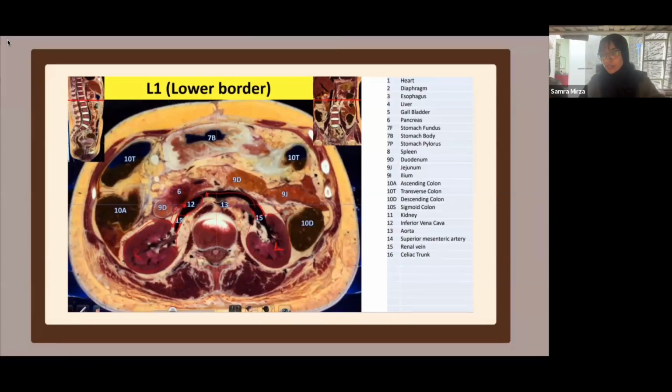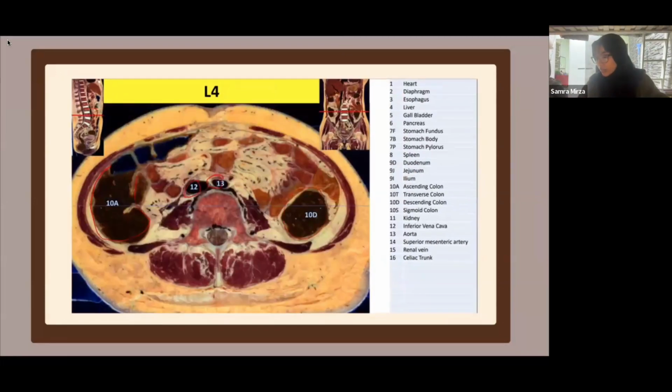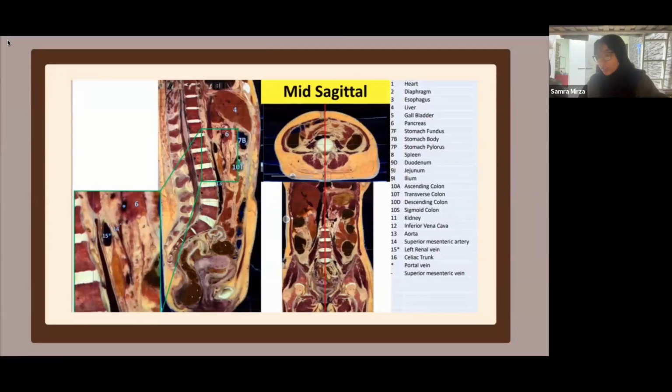All clear. Okay, perfect. It really helps if you go back to the pictures on your own and start labeling at each level. So do that before you go into your exam because it just helps to keep going over the structures and then you'll get the hang of it. So after this part, we're going to go to the mid-sagittal section.